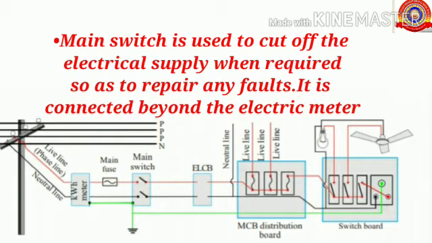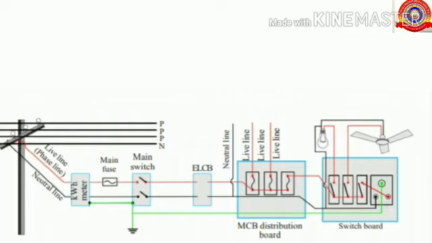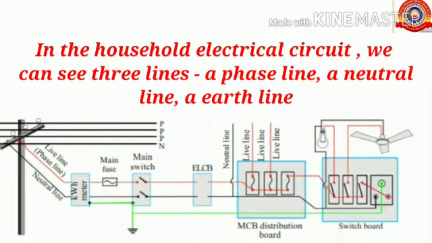Main switch is used to cut off the electrical supply when required so as to repair any faults in this connection. It is connected beyond the electric meter, that is in between main fuse and ELCB. In the household electrical circuit, we can see three lines: a phase line, a neutral line and an earth line.